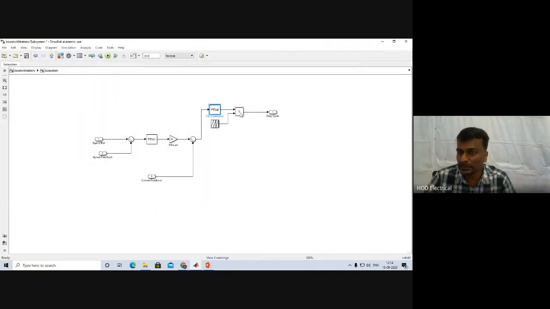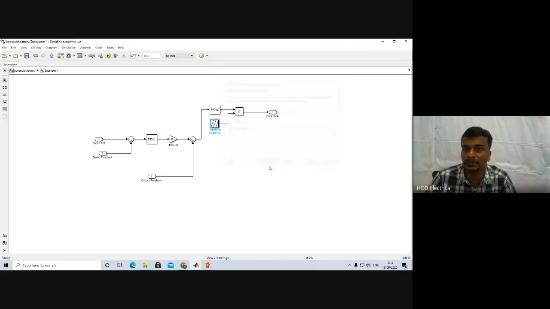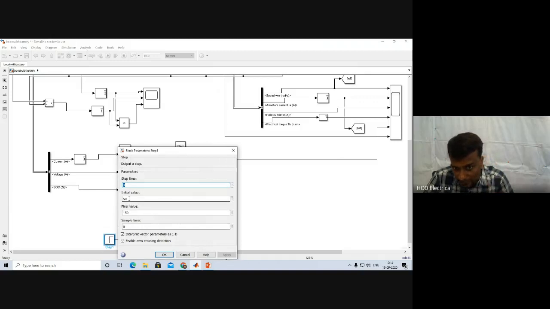Then I have chosen a relational operator, less than or equal to, with the sawtooth waveform at a switching frequency of 5 kilohertz. You know how to generate this sawtooth waveform. Then the output is given to the duty cycle. So now this is the entire setup. Initially, I have given the initial speed as 100.